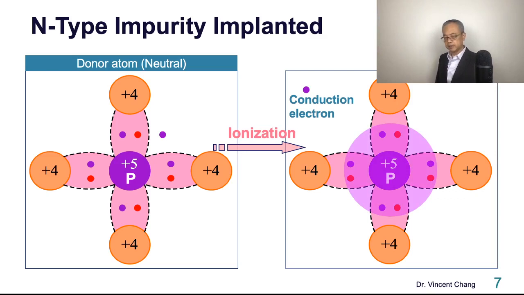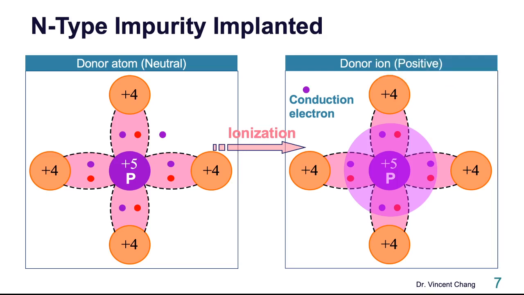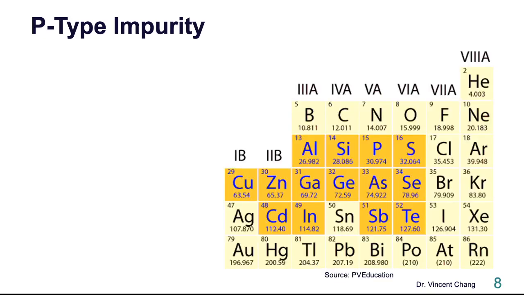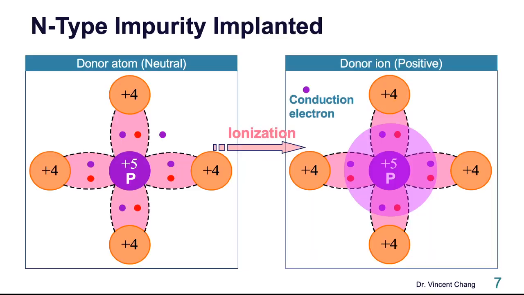Positive 1. So the neutral parental body is called the donor ion. All right? It's called the donor ion. So the donor ion carries positive 1. Donor ion carries positive 1. Remember this, very, very important. So the neutral donor atom is on your left, and the positive donor ion on your right.